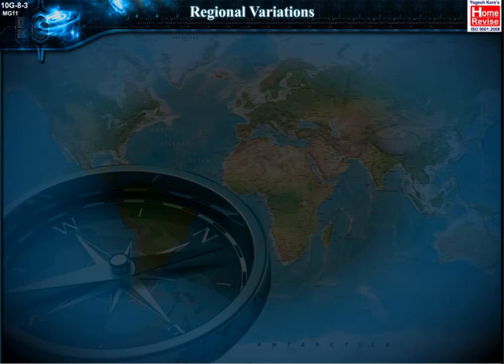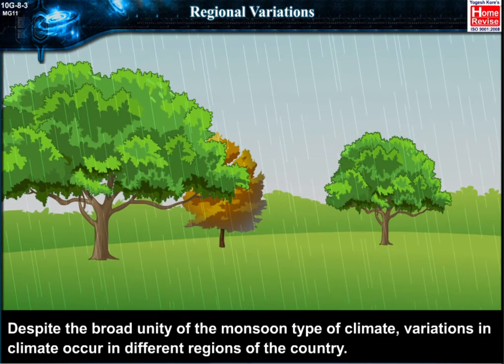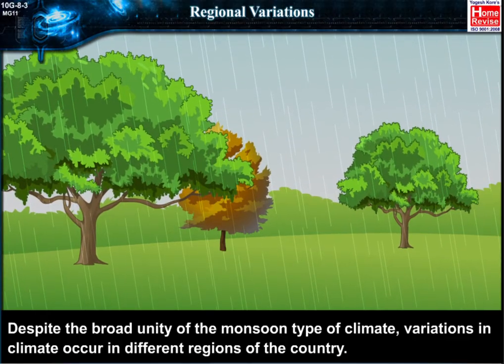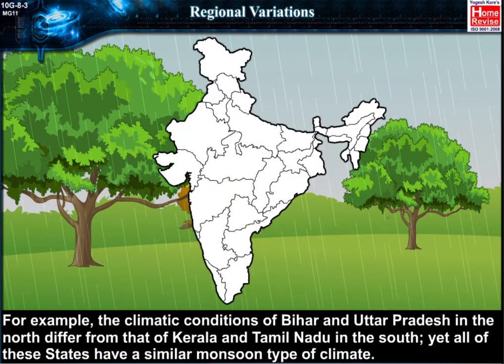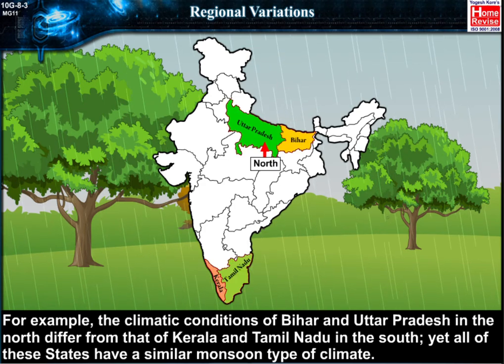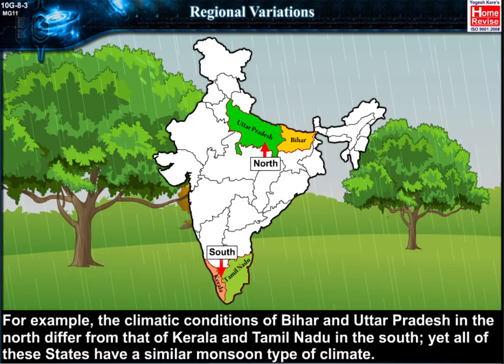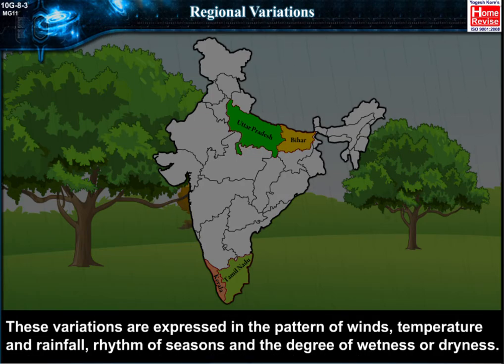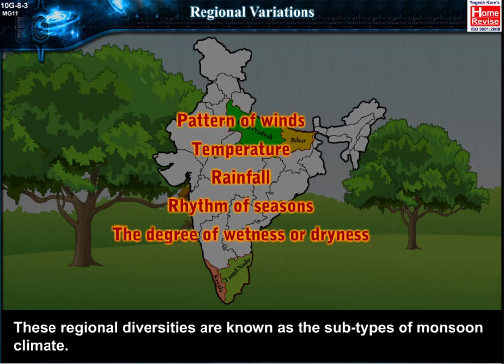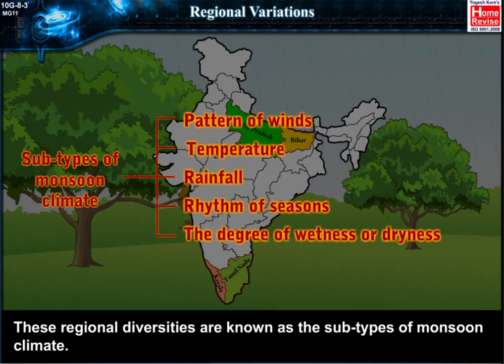Regional variations. Despite the broad unity of the monsoon type of climate, variations in climate occur in different regions of the country. For example, the climatic conditions in Bihar and Uttar Pradesh in the north differ from that of Kerala and Tamil Nadu in the south, yet all of these states have a similar monsoon type of climate. These variations are expressed in the pattern of winds, temperature and rainfall, rhythm of seasons, and the degree of wetness or dryness. These regional diversities are known as the subtypes of monsoon climate.